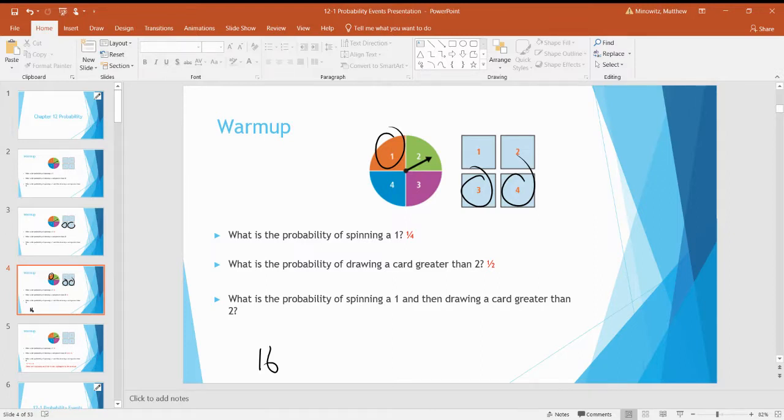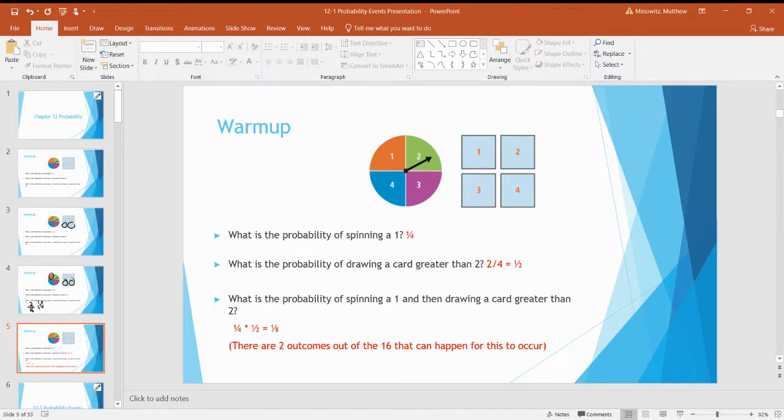Now, which ones are winners? Spin a 1 and draw a card greater than 2. Spin a 1, draw a card greater than 2. So there are 2 options that are winners. So 2 out of 16 options are winners. Another way we can compute it is we're going to learn that we can multiply the probabilities if they're independent, but we don't know that yet. So right now we know that 2 out of the 16 are winners, and 2 out of 16 becomes 1/8.